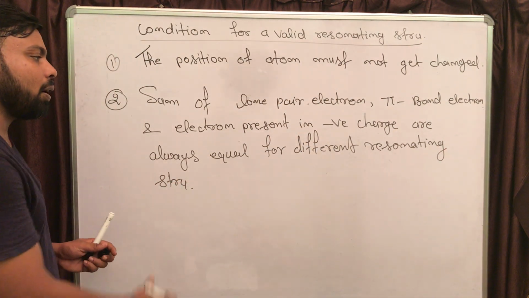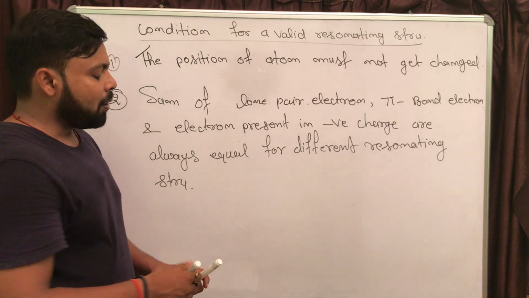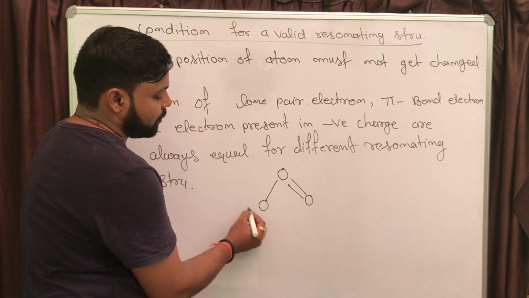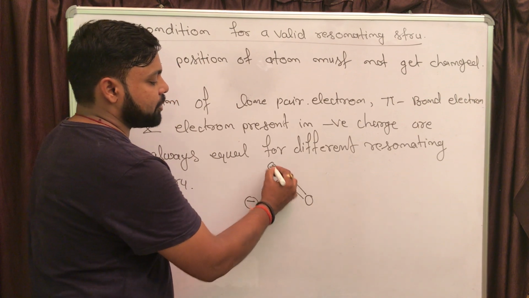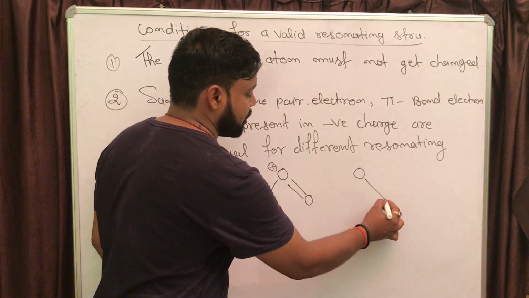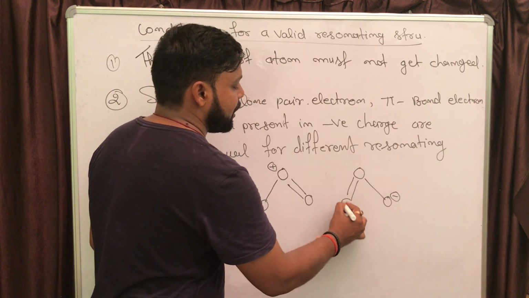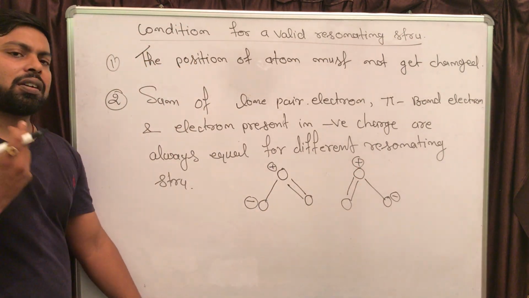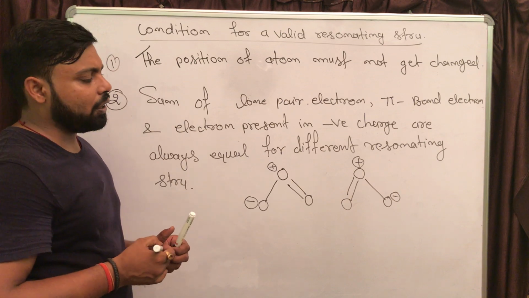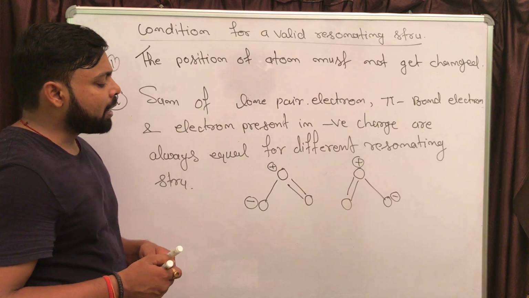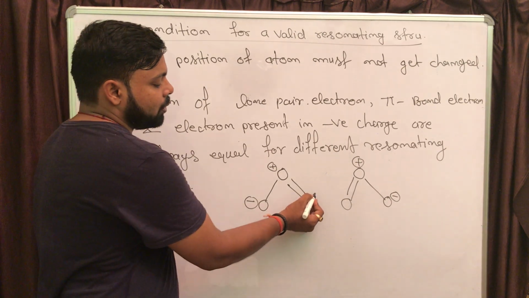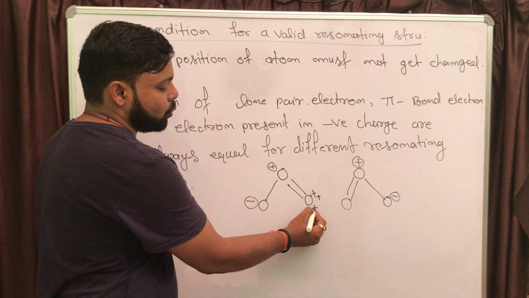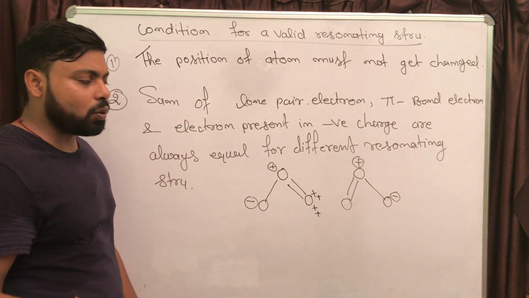Let me show how we can apply the second statement. We were drawing 2 structures of ozone, right? In one, the negative charge is on the left side, and in the second structure, the negative charge is on the right side. So in the second statement, it is said that just calculate the sum of electrons present in the form of lone pair. If you find the lone pair now, in structure 1, the right sided oxygen is carrying 2 lone pair. And how can we calculate the lone pair?